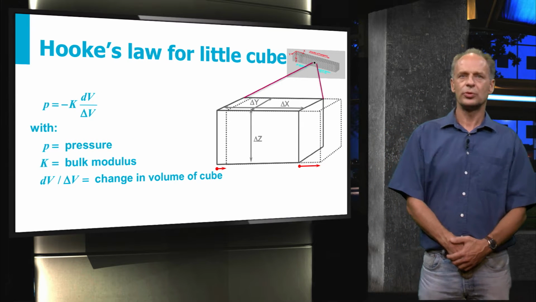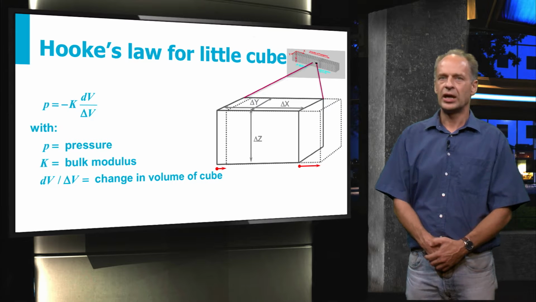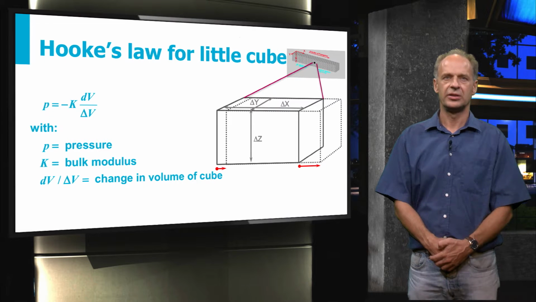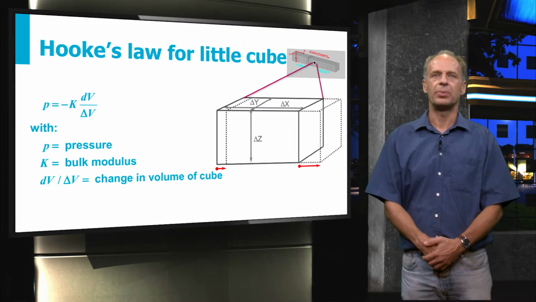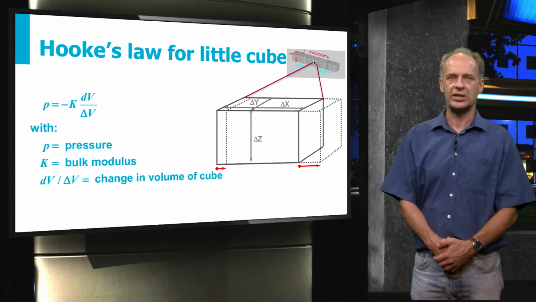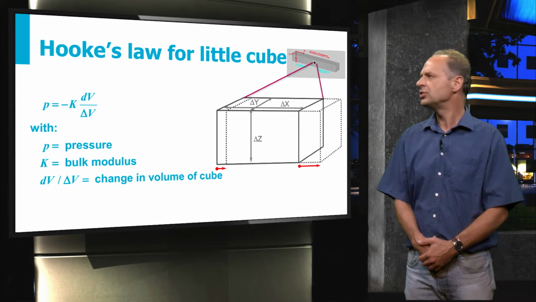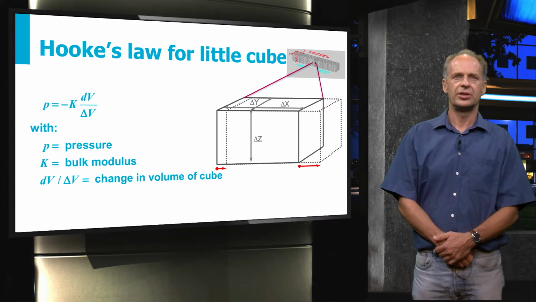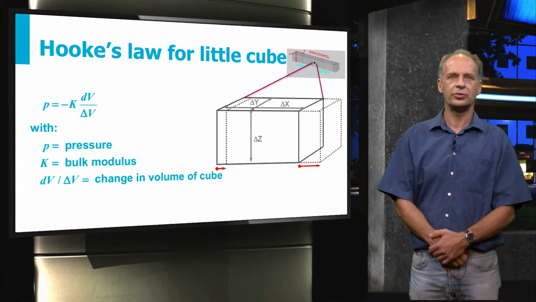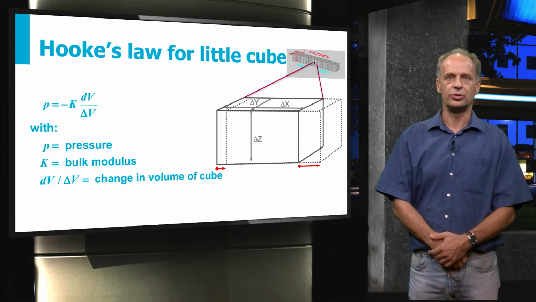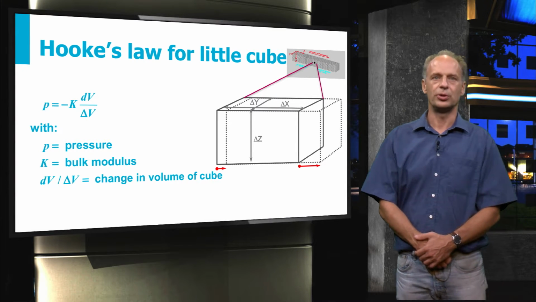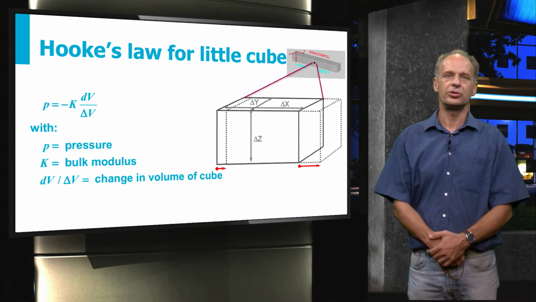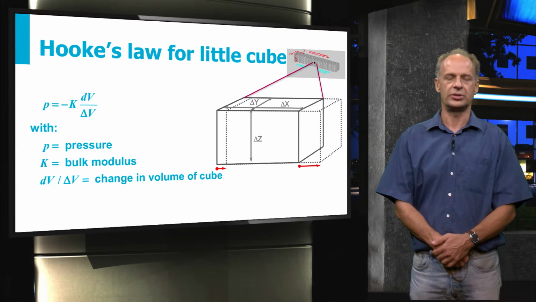Let us now consider the small cube again. The small cube has a volume delta V with sides delta X, delta Y and delta Z, and it has a mass m. When we apply Hooke's law to this cube, we can express it as P = -K dV/delta V, as you see here on the slide. P is the pressure, delta V is the original volume of the cube, dV is the change in volume of the cube, and K is called the bulk modulus. Note that the cube is only deformed in one direction, so we assume one-dimensional wave motion.